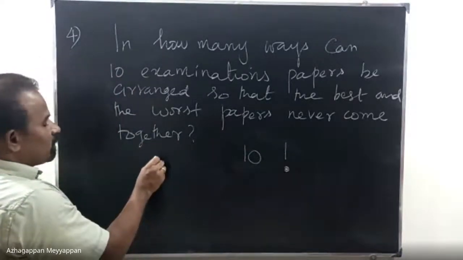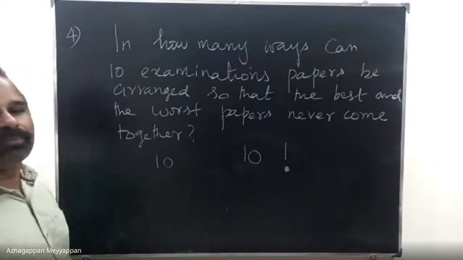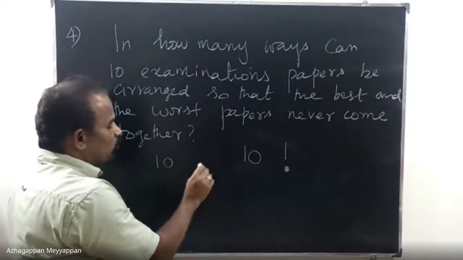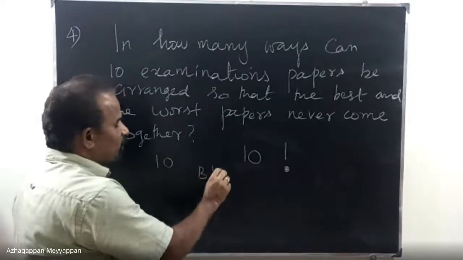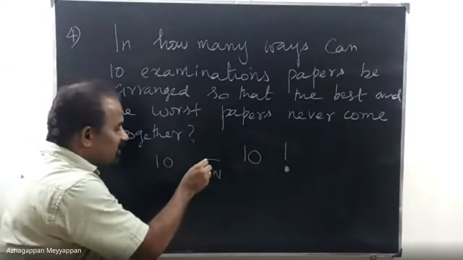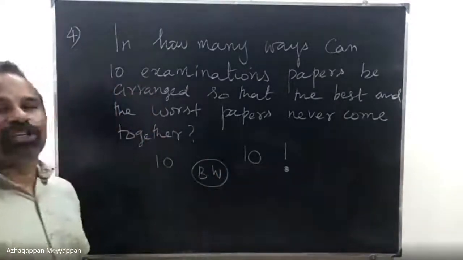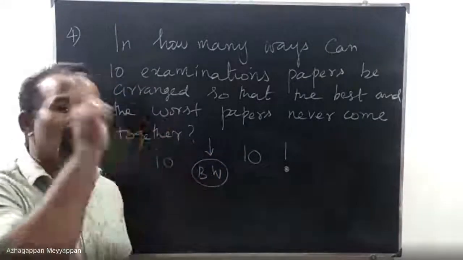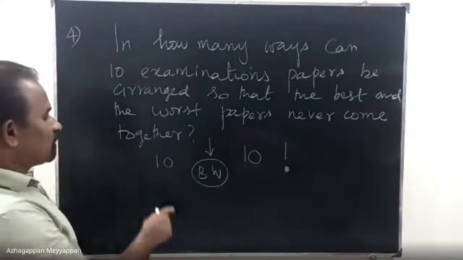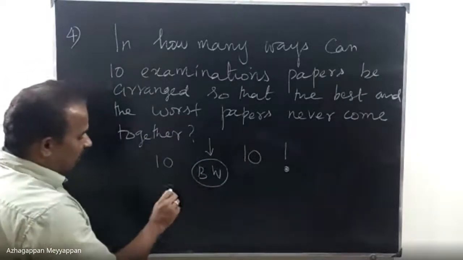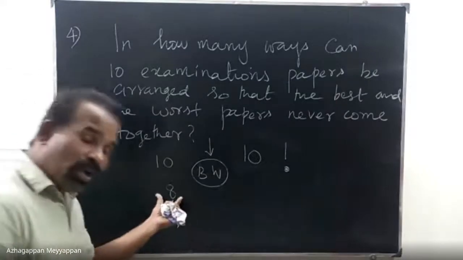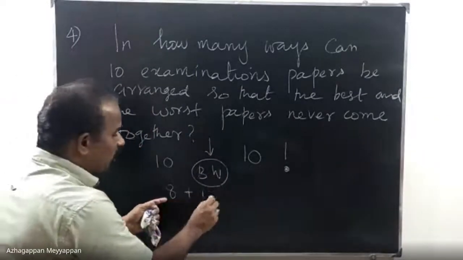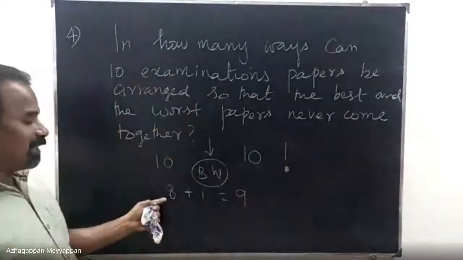There are 10 papers. I am taking the two papers, best and worst paper, and considering that they come together, so I am considering them as one letter. Therefore, 10 minus 2, 8 remaining question papers are there. The 2 question papers considered as 1, therefore 8 plus 1, totally 9 question papers are there.